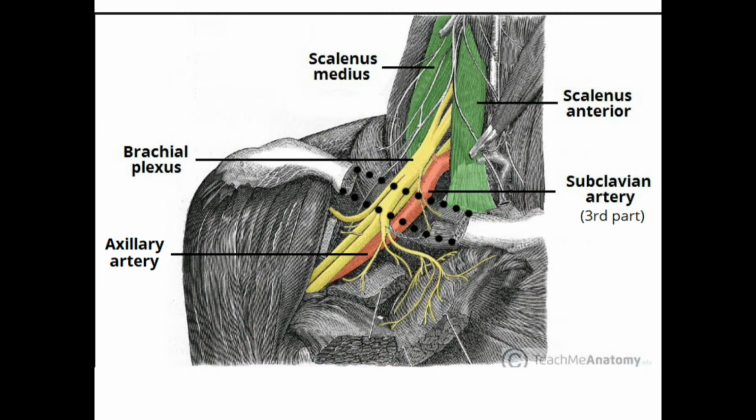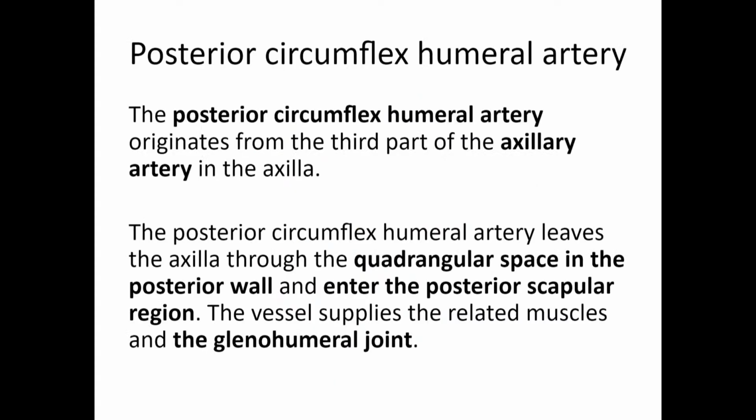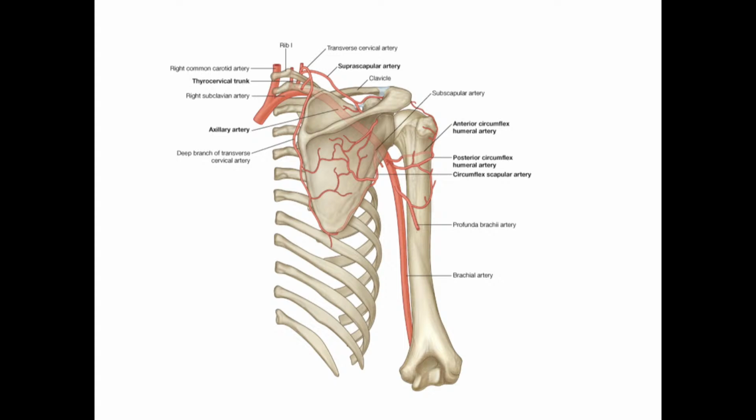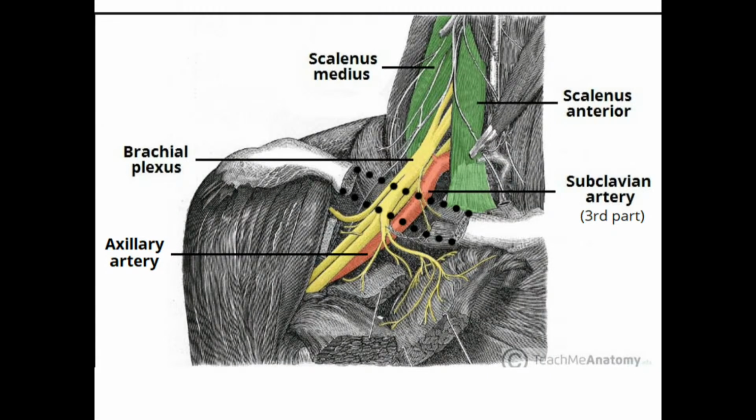Another artery that we have is the posterior circumflex humeral artery, and it originates from the third part of the axillary artery in the axilla. So it is originating from the axillary artery, which is a branch of the subscapular artery, right? Okay.